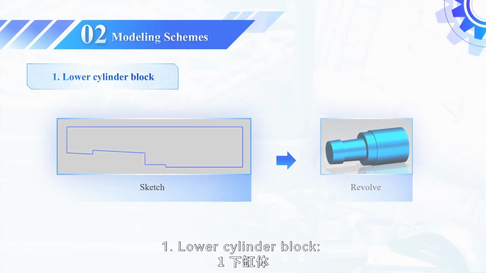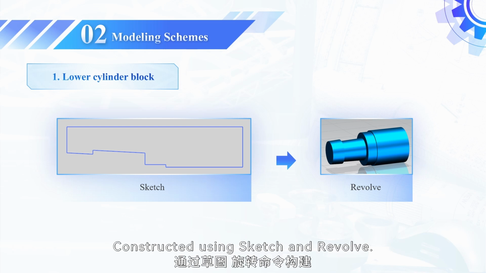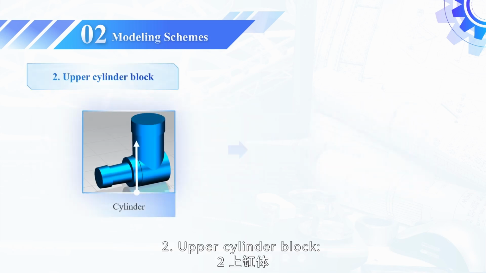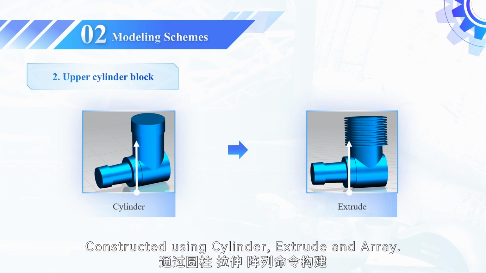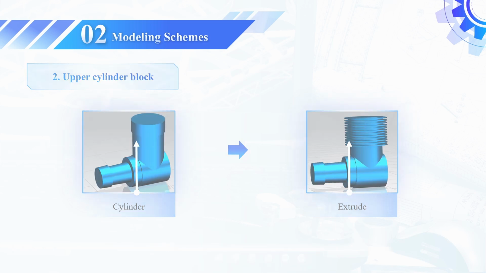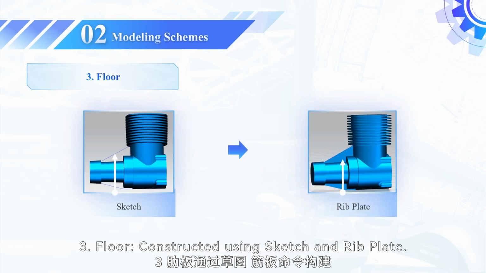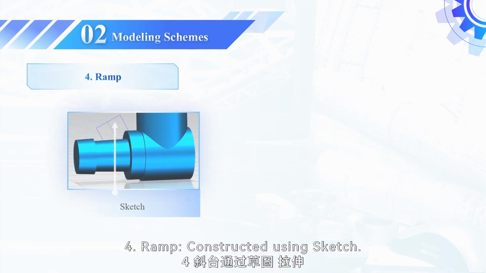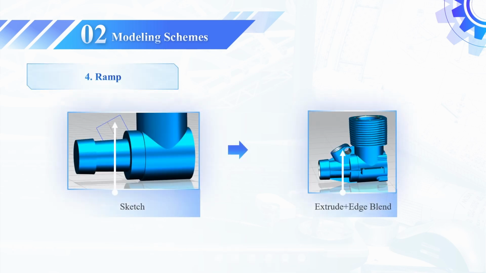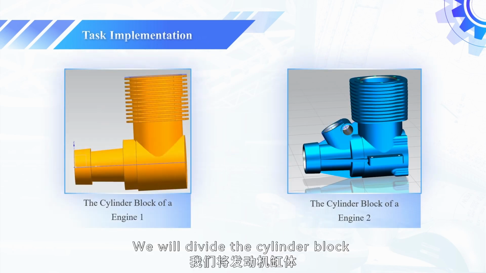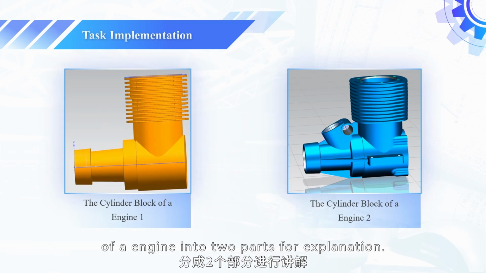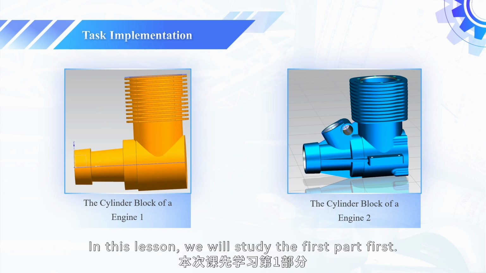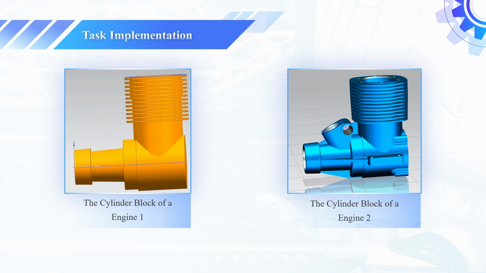For each component, our proposed modeling approach is as follows. 1. Lower cylinder block, constructed using sketch and revolve. 2. Upper cylinder block, constructed using cylinder, extrude and array. 3. Floor, constructed using sketch and rib plate. 4. Ramp, constructed using sketch, extrude and edge blend. We will divide the cylinder block of an engine into two parts for explanation. In this lesson, we will study the first part first.